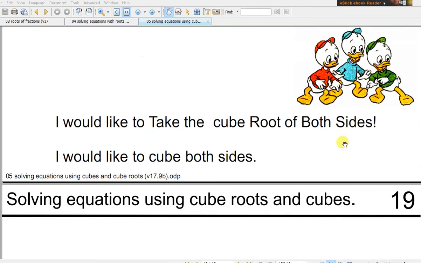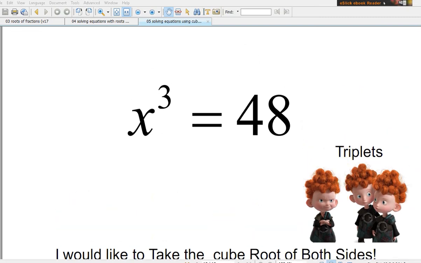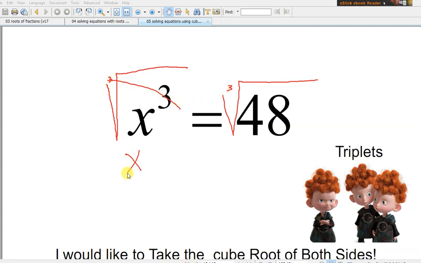And I believe that's going to be it. No, I still have one more. Oh, I've got more triplets. Going to take the cube root of both sides. The cube root cancels the cube. So x equals the cube root of 48. But I can break that 48 down.